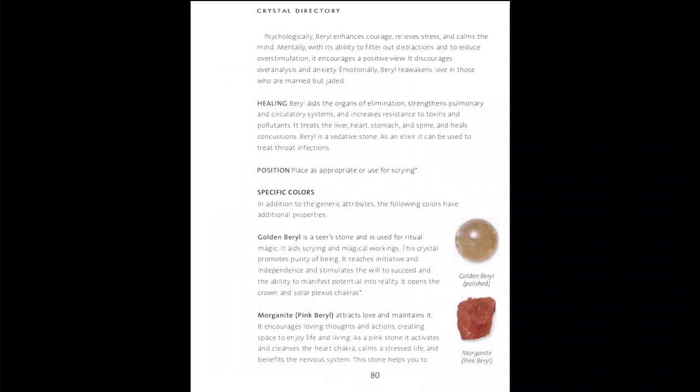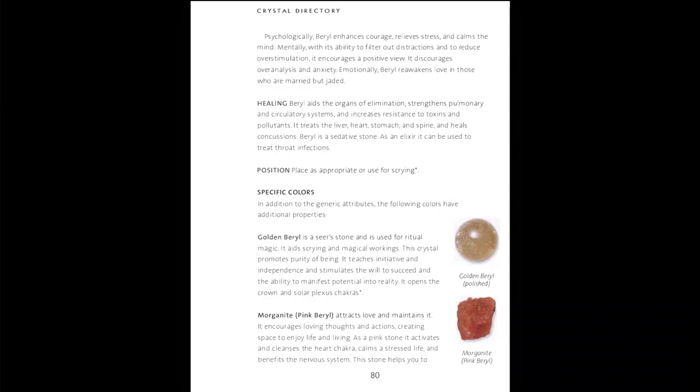Psychologically, Beryl enhances courage, relieves stress, and calms the mind. Mentally, with its ability to filter out distractions and to reduce overstimulation, it encourages a positive view and discourages overanalysis and anxiety. Emotionally, Beryl reawakens love in those who are married but jaded.